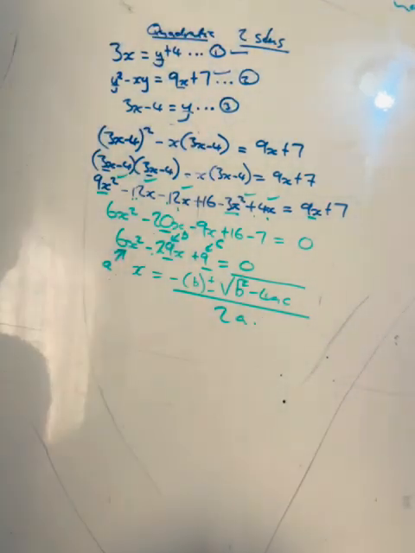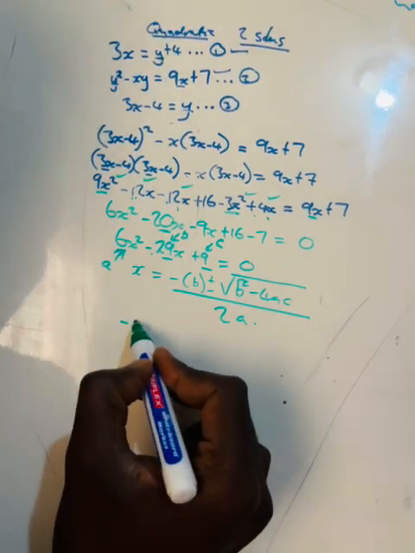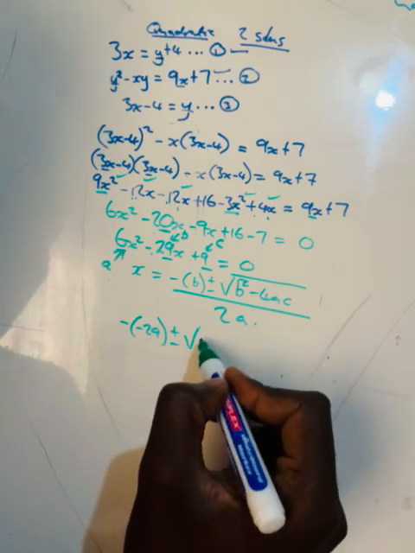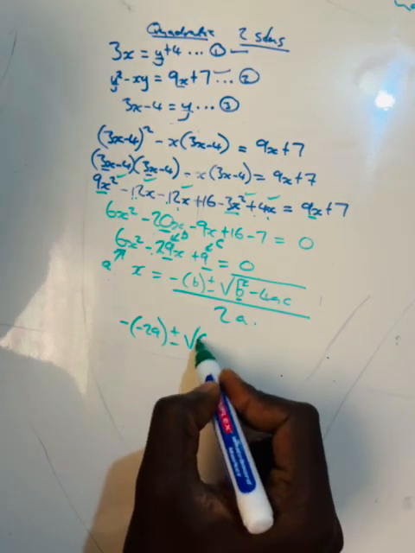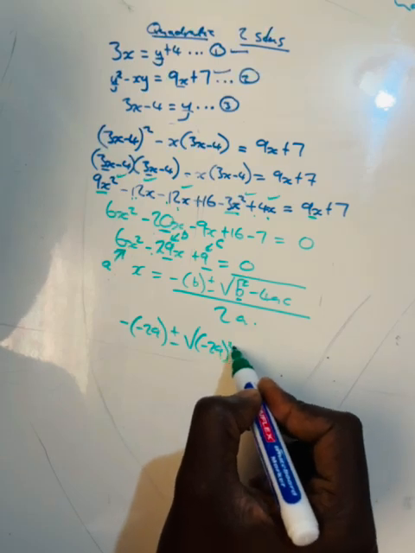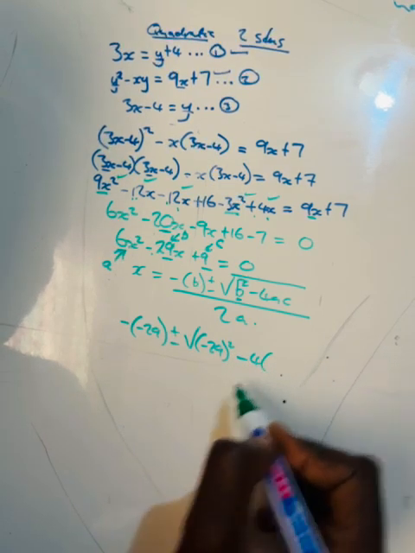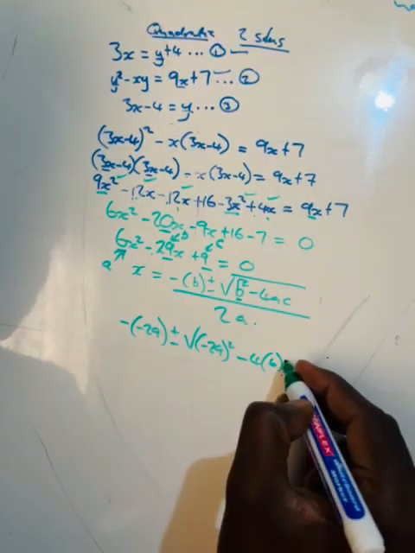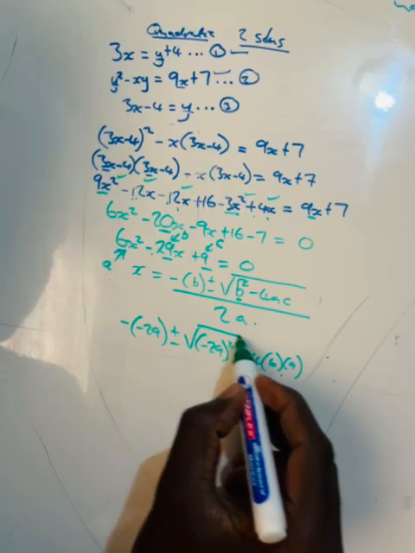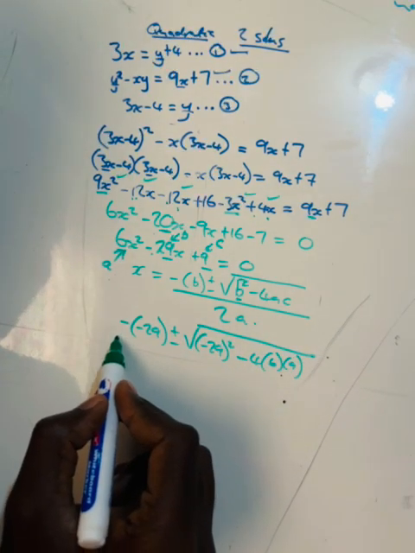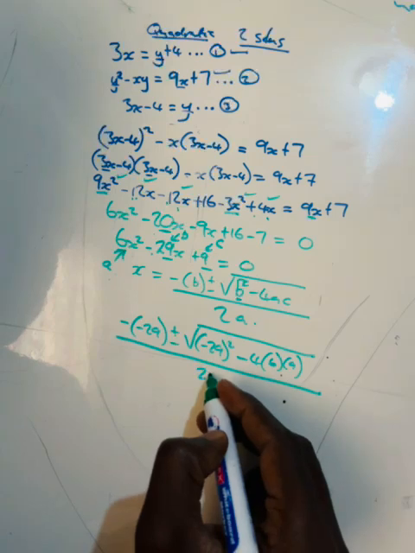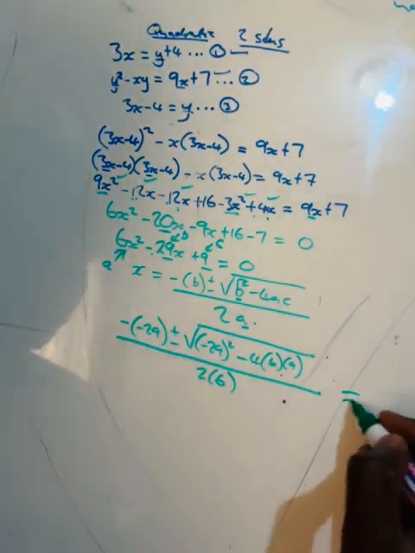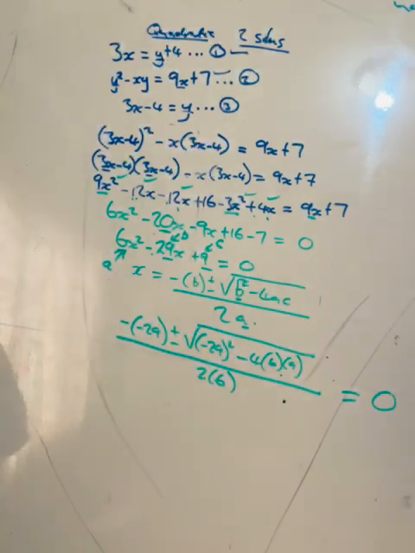So now I write negative, open bracket, I've got a negative 29, plus or minus, then I write root. My b squared is open bracket, negative 29, close bracket, squared, minus 4 multiplied by a, which is 6, multiplied by my c, which is positive 9. Then this is all over what? This is all over 2 multiplied by a. My a is 6. So is equal to 0. Remember, we're continuing with this equation.